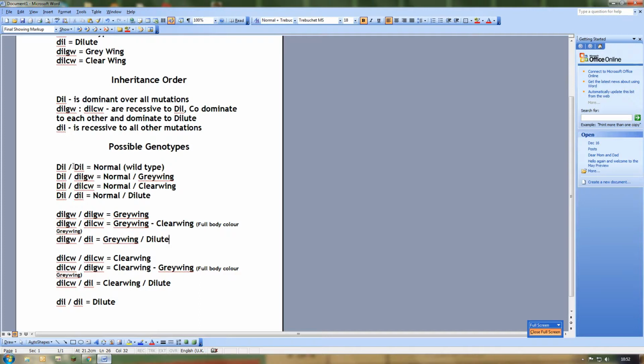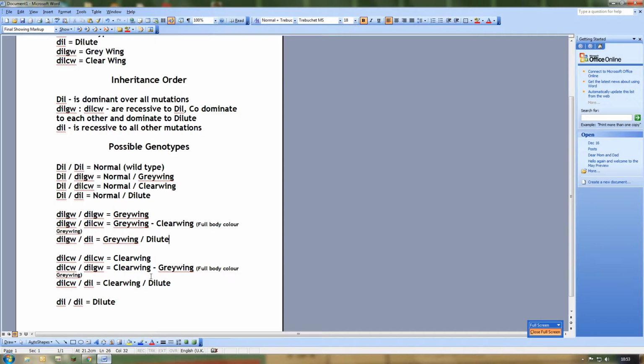So clearly the non-mutated wild type gene is dominant over all. The grey wing and the clear wing genes are dominant over dilute, and they're co-dominant to each other. So that's the inheritance order. What I'll do now is quickly explain what I mean by the co-dominance of the clear wing and grey wing and what that will actually produce.